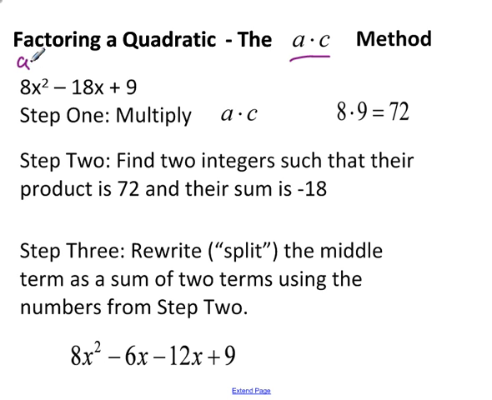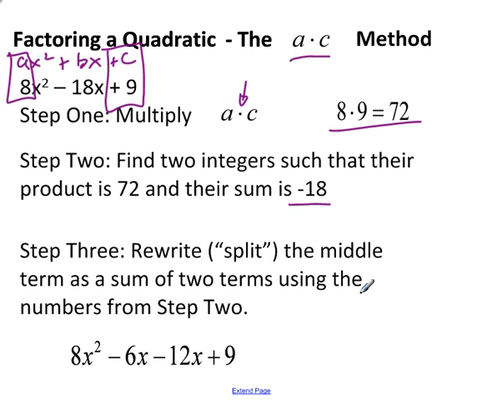It comes from our form being ax squared plus bx plus c. Well, in this case, the 8 is our a and the 9 is our c. So it's called the AC method because we're going to take that front number and that back number. First thing we're going to do here is multiply them. 8 times 9 giving us 72. Then we're going to take that 72 to the side and we're thinking about what things multiply, product, to make that 72, and what things are going to then add up to make that negative 18.